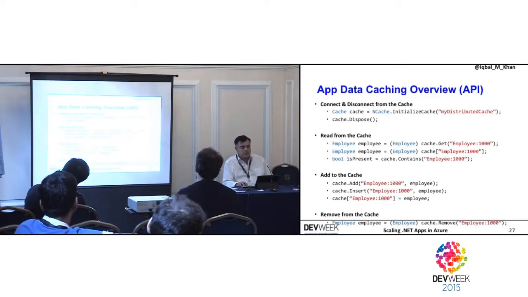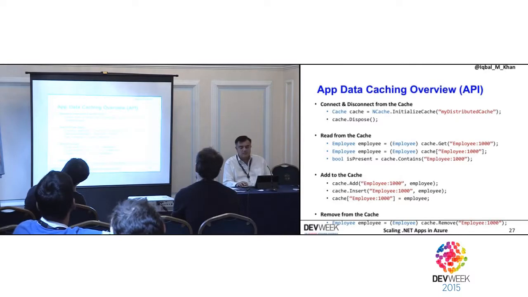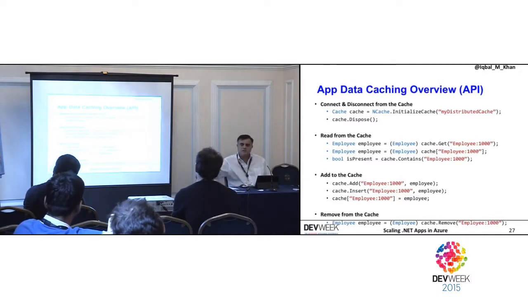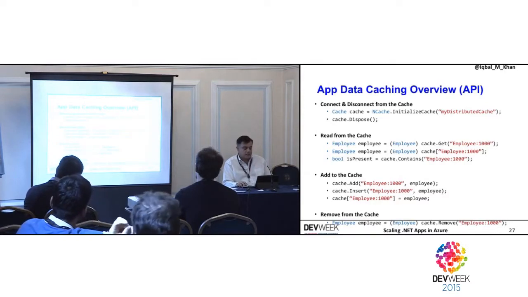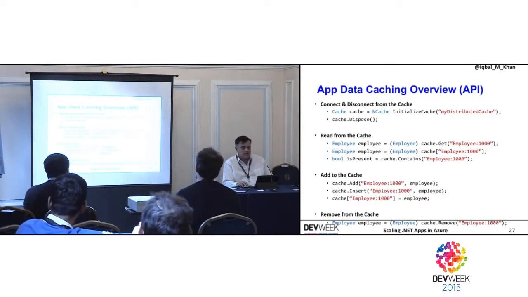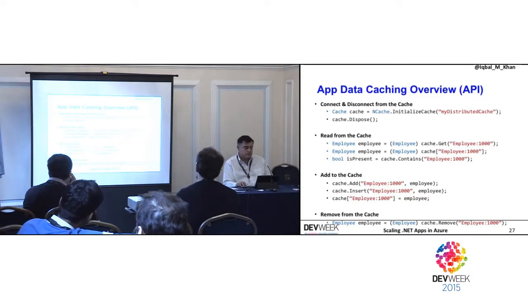So here's a typical API, and although this is the Ncache API, it looks pretty much the same in most caches. At least that much of it looks pretty much the same. There are differences in more advanced features, but the basic cache looks something like this. So you connect to the cache, you get a cache handle. That cache handle is what you use everywhere. You do a get, contains, add, insert, remove.